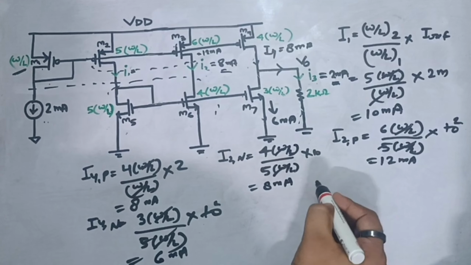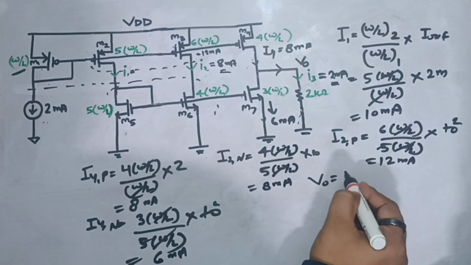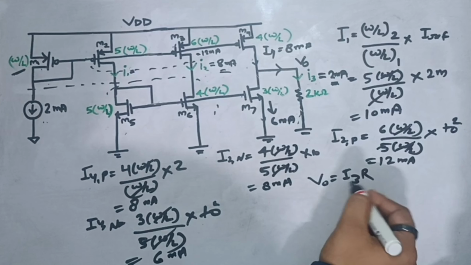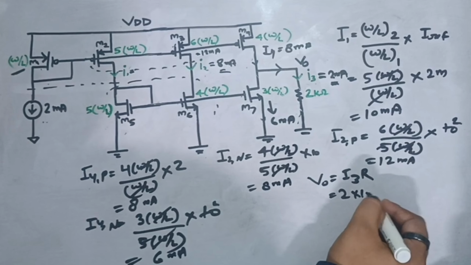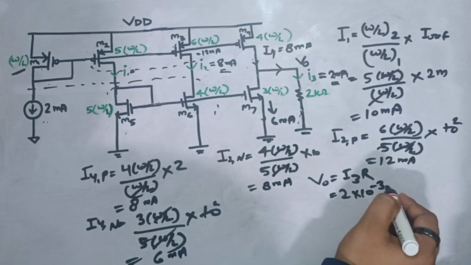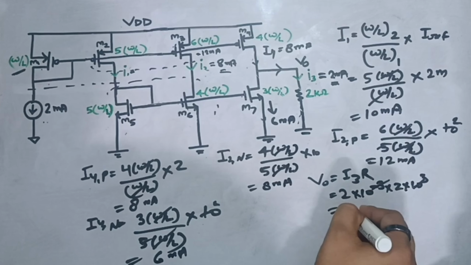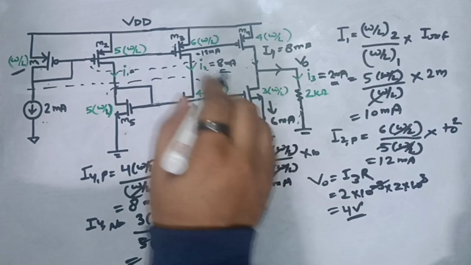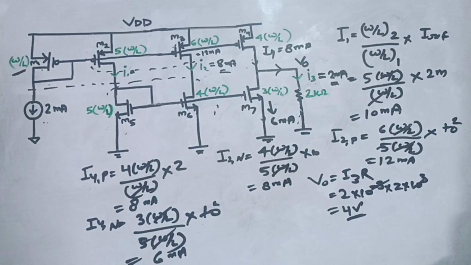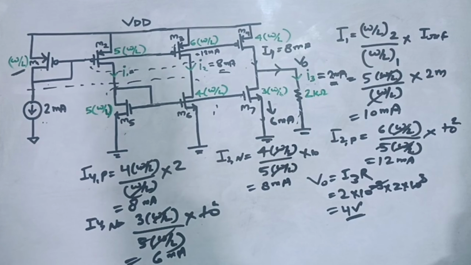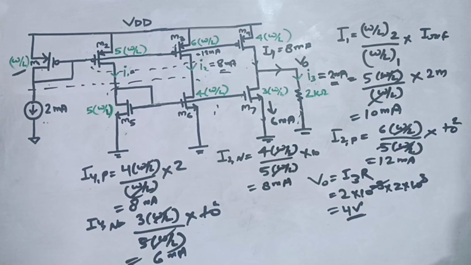Now V0 easily we can calculate. V0 would be equal to I3 into R. I3 we have calculated 2 milliampere and R value is given to us equal to 2 kilo ohm. So V0 will be equal to 4 volt. That's what we will get here. So this was an important question because here the minimum current selector concept was also involved and how the current is being distributed in multiple branches was also involved. So that's why it was an important question.